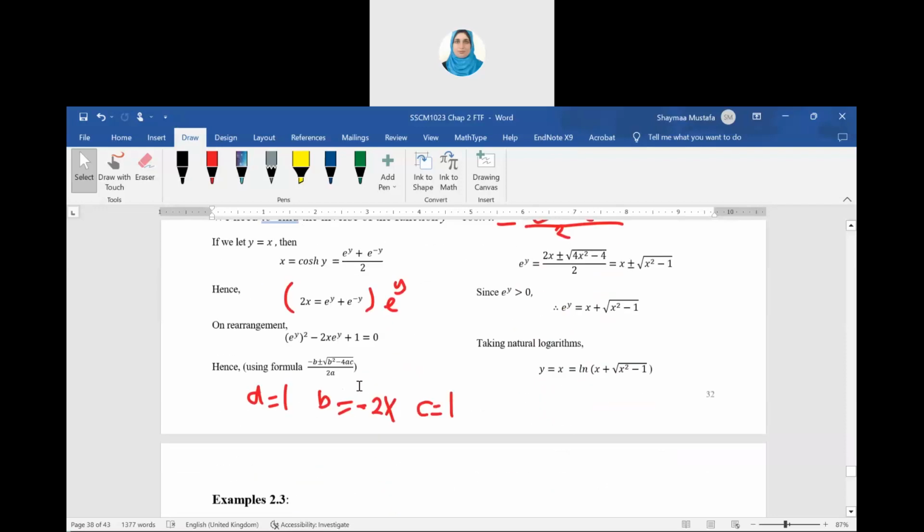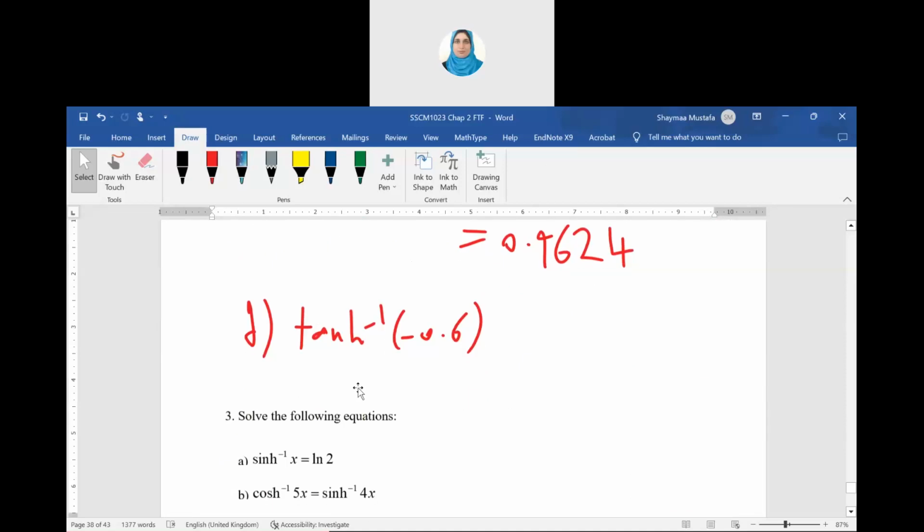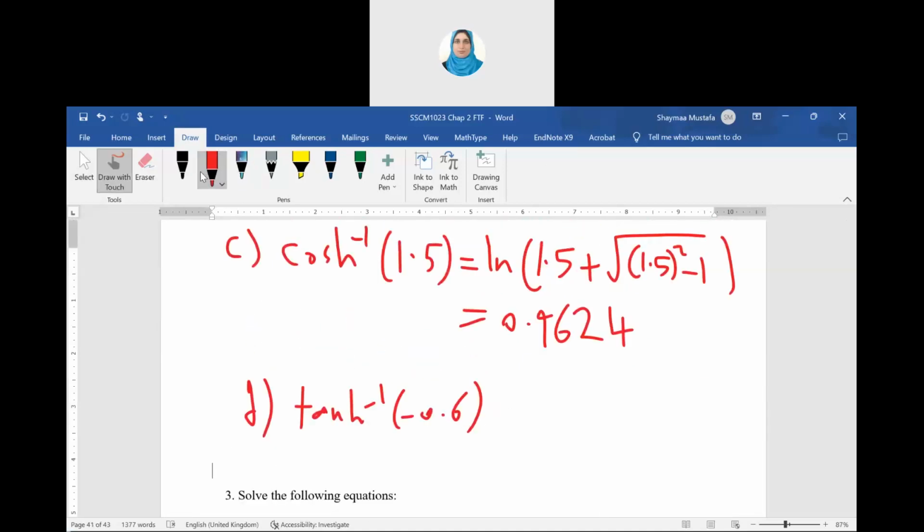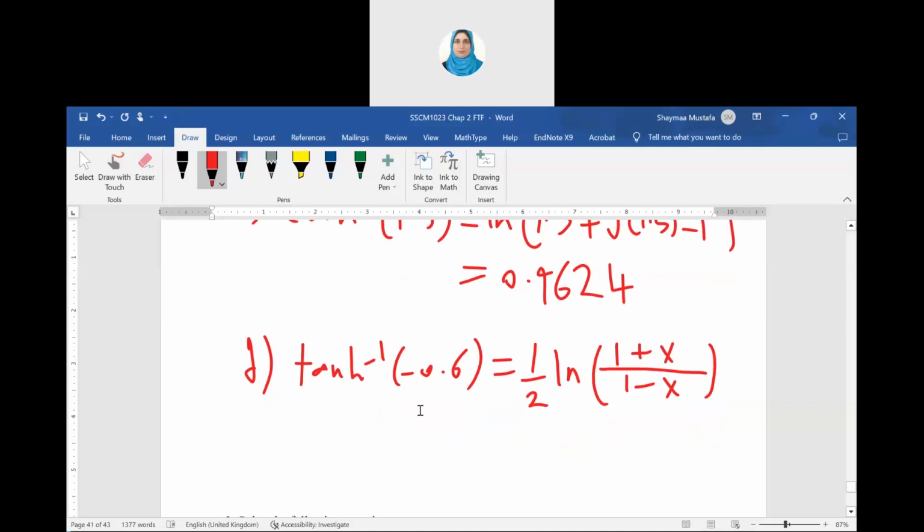I will apply this formula: 1 over 2 natural logarithm of (1 plus x) over (1 minus x). We'll write the formula first. This is the formula of tan inverse x. Okay, so I will replace x by minus 0.6.